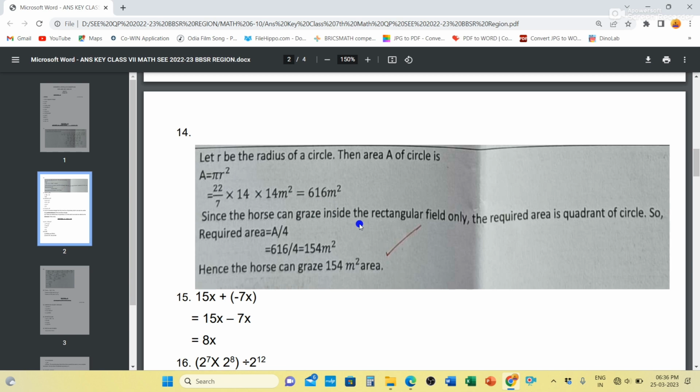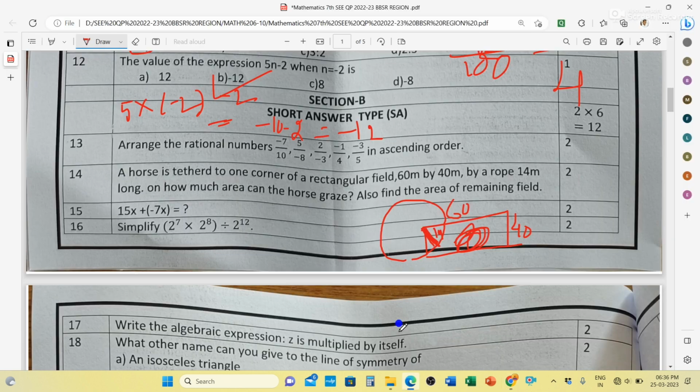Since the horse can graze inside the rectangular field only, the required area is a quadrant of the circle, right? Quadrant of a circle means 1/4 of the circle. So the required area is A by 4, that is 616 by 4. That will give 154 meter square. So your answer will be 154 meter square.